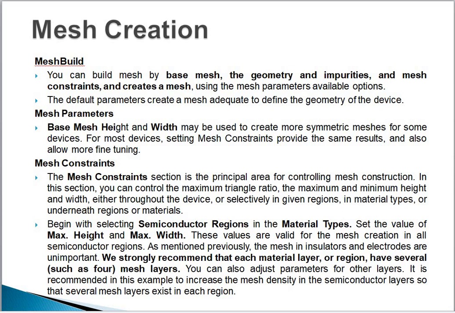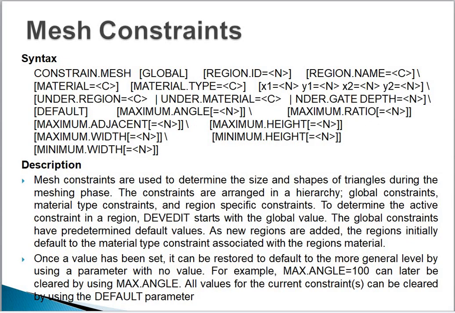We strongly recommend that each material layer or region have several mesh layers. You can define the number of mesh layers for one particular region. You can also adjust parameters for other layers. It is recommended in this example to increase the mesh density in the semiconductor layers so that several mesh layers exist in each region. Simply to increase the mesh density, you have to increase the number of mesh layers in one region. How to define the mesh constraint in the DevEdit code?